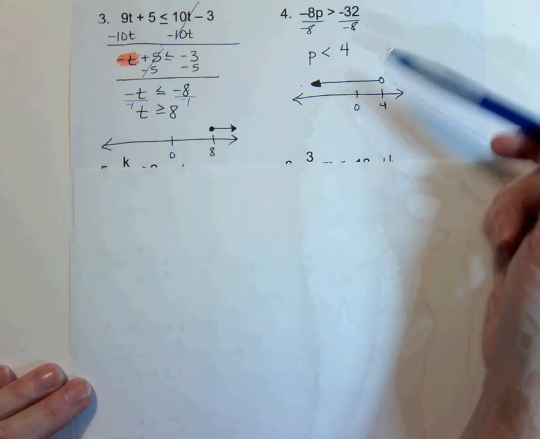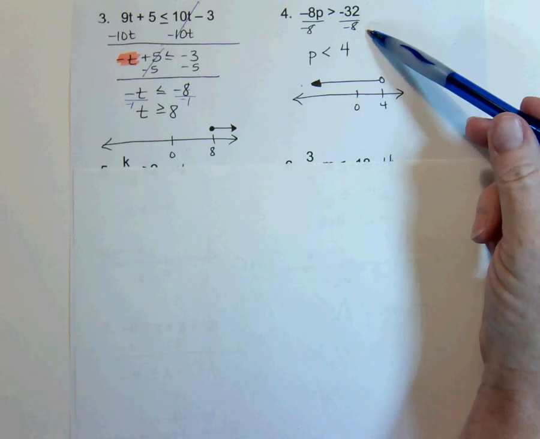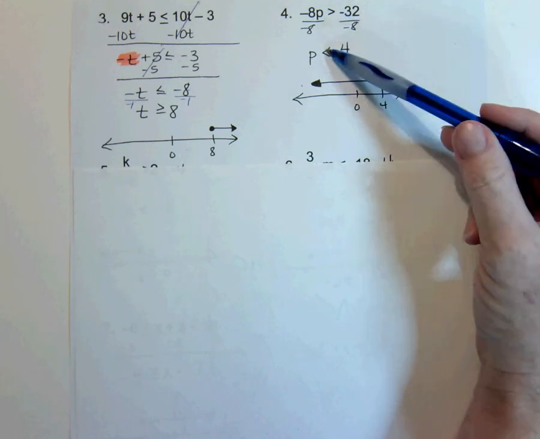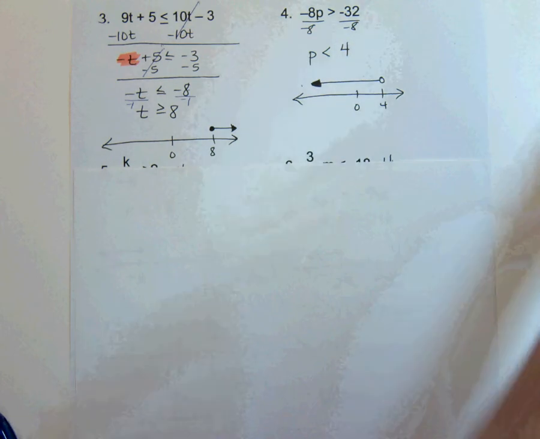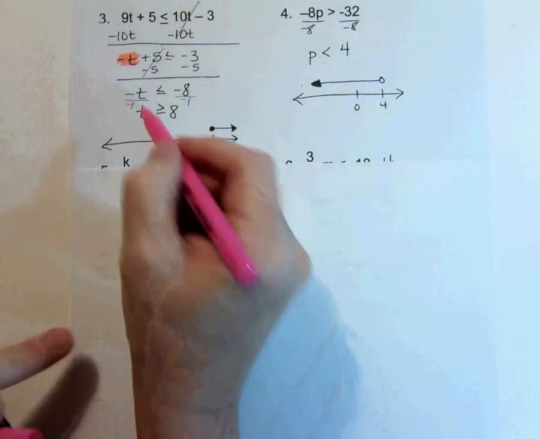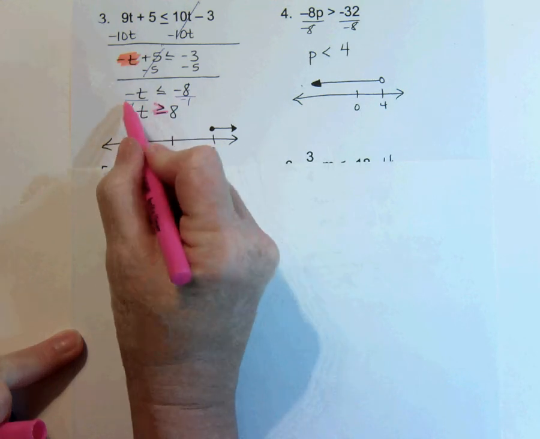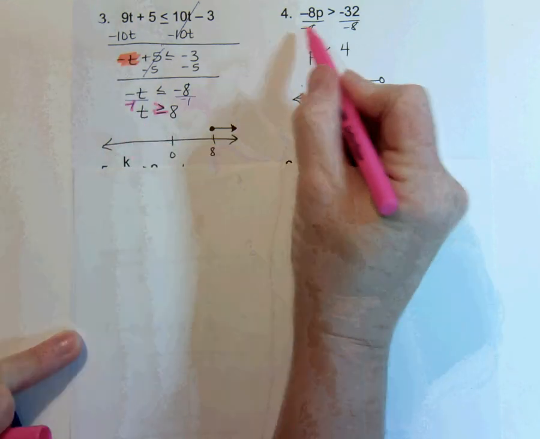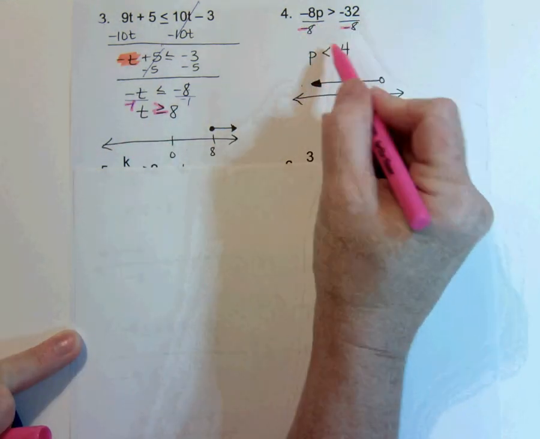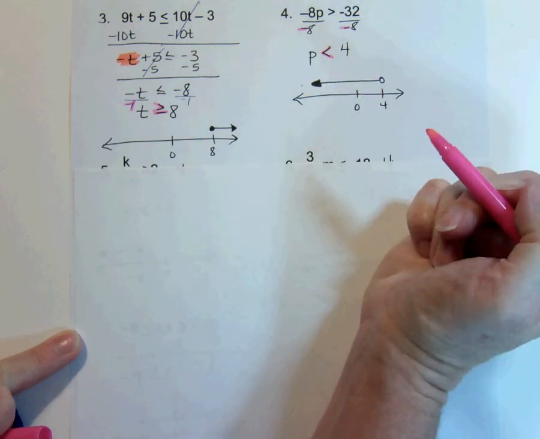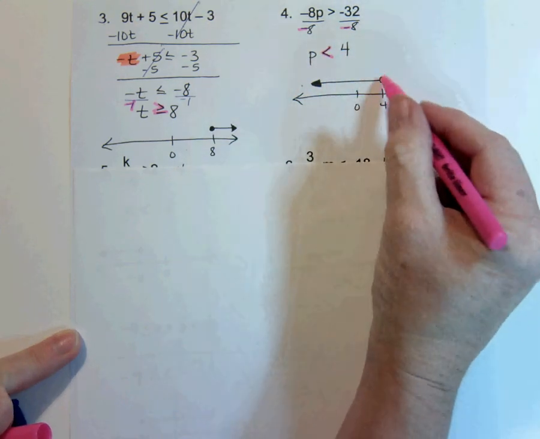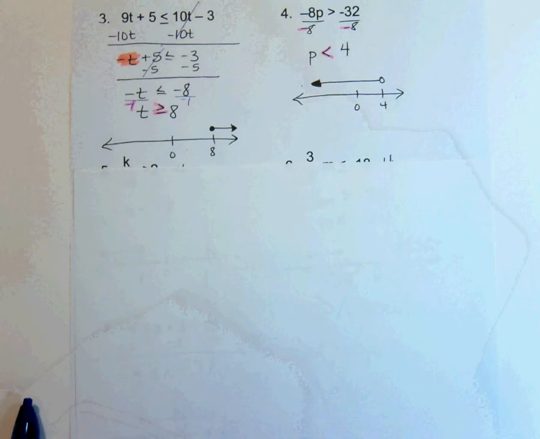The only thing needed done in number 4 is division, but again, you had to remember to flip the signs. So I'm going to highlight that. We forgot to explain that on that one. That had to flip because we divided by a negative. You divided by a negative, so the sign flipped. So it's less than, and it goes that direction.